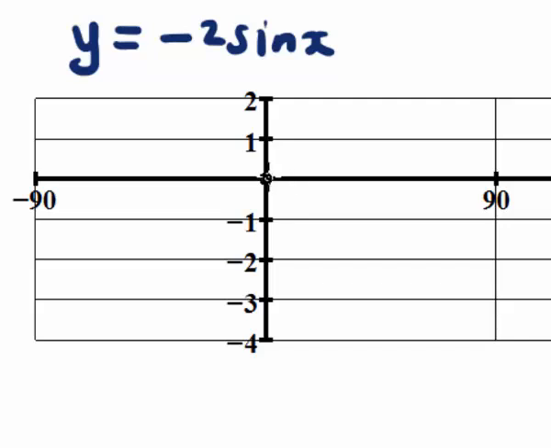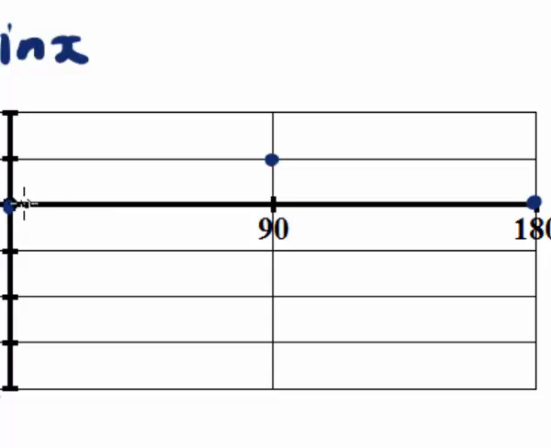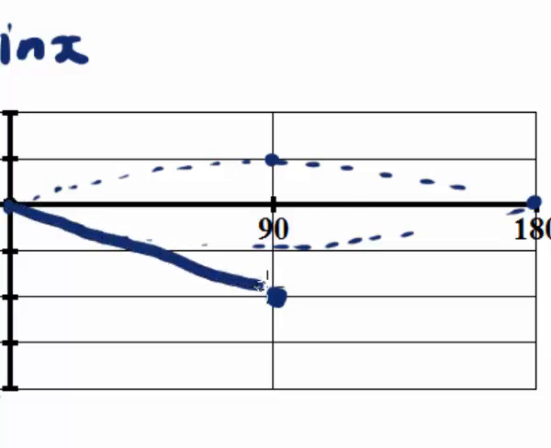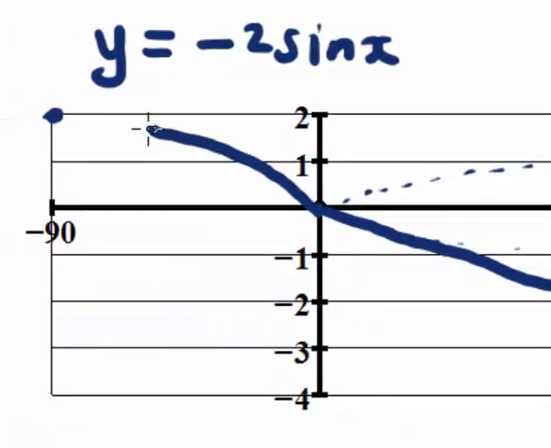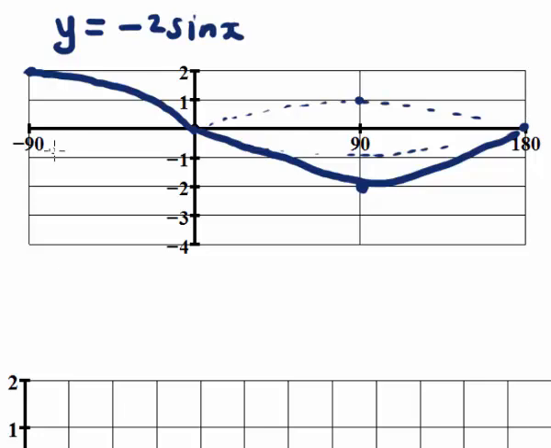Let's start with the basic sine. There's your basic sine curve, and so it would have done this. Minus sine goes this way. Then we're going down to 2, so it goes from there down to there, and then we can go up here. It reflects across the x-axis to there, and then we can take it back to there. So here's your graph of negative 2 sine x.